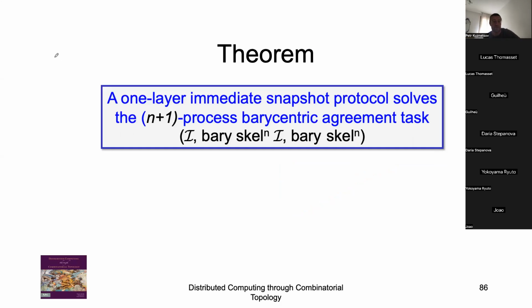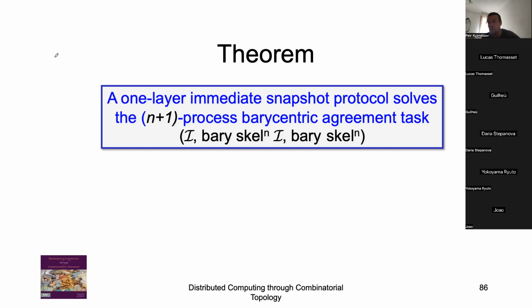Now, the immediate snapshot protocol. Well, let's forget about colorless so far. We have the immediate snapshot protocol. It solves the barycentric agreement task for n+1 processes on barycentric subdivisions. So you have inputs coming from this input complex I. You have the skeleton of dimension n of this input complex. You take the barycentric subdivision of the skeleton, and this is where you want to converge. You want to converge to one of the simplexes of this.